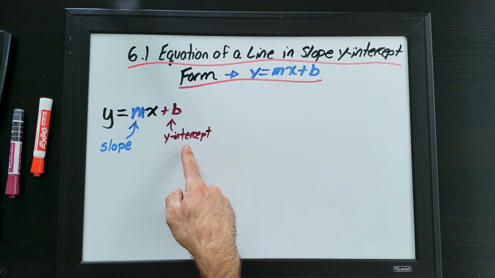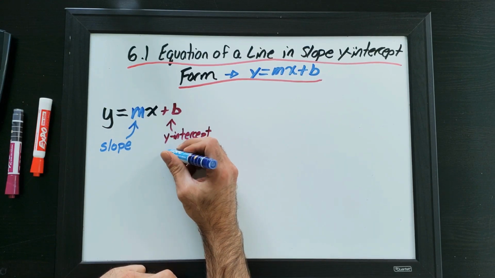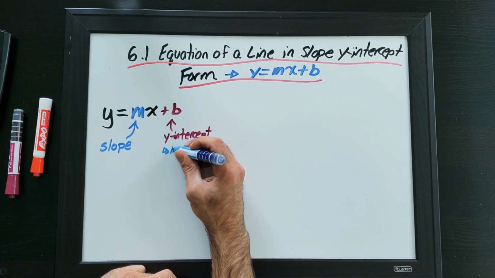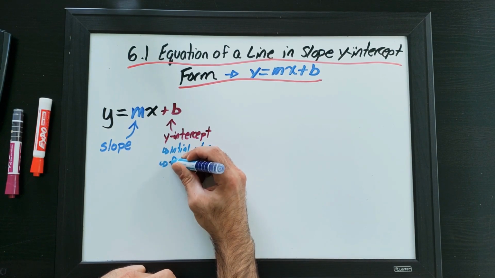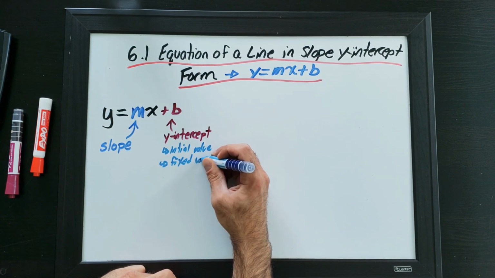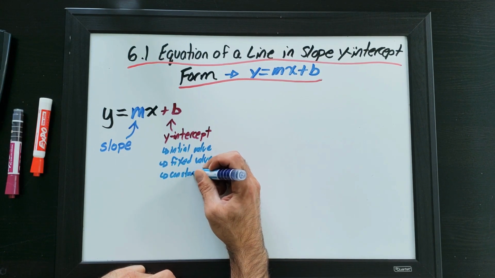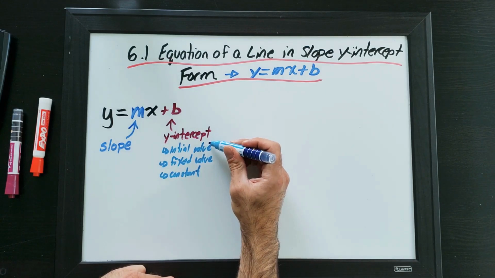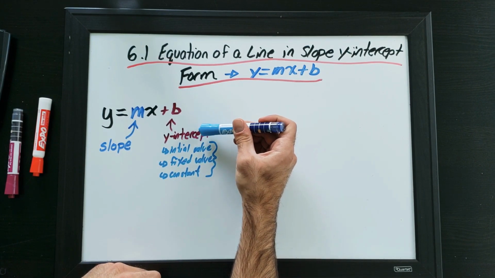Now the y-intercept. The y-intercept has a lot of names. It could be called the y-intercept, the initial value, the fixed value, the constant. Okay, so questions get difficult because these are the words that are in the questions, and you don't know how to relate it to the y-intercept.